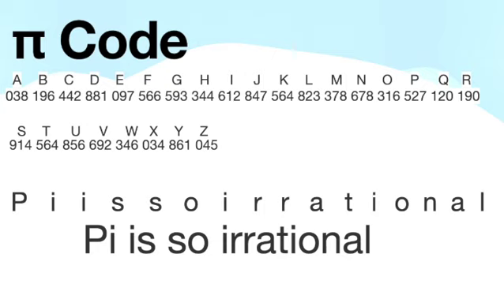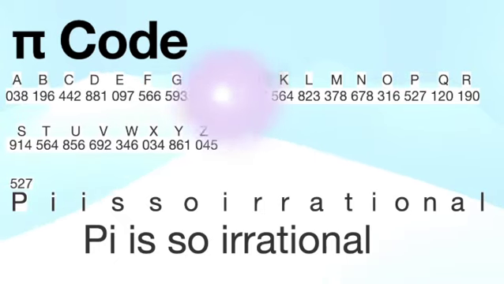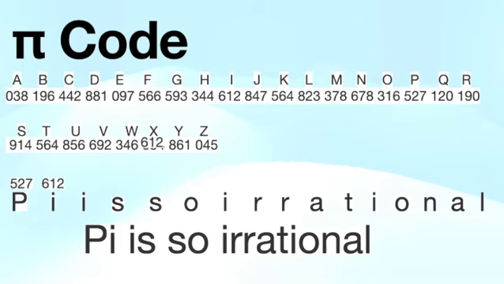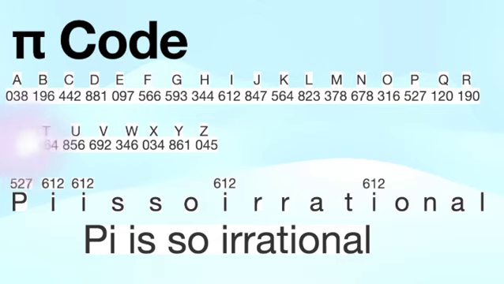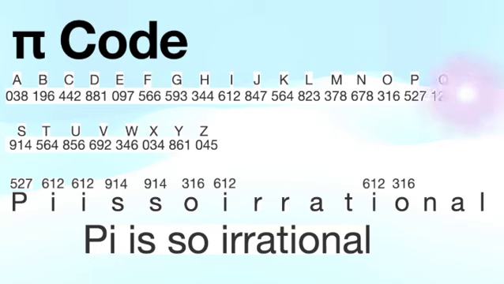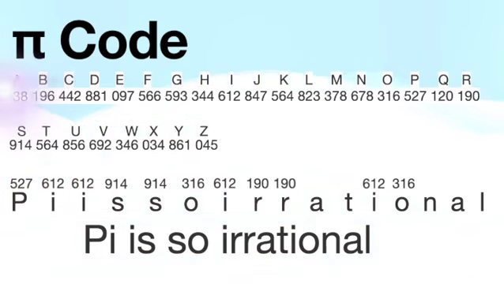And I would say, okay, so on my alphabet, what's P? Well, P is 527. So I'd write 527 over P. And then I is 612. So above each I would write 612. And S is 914. So above each S, I wrote 914. And I continued in this way until I had every letter from the code above the letter that is represented in the message. And then you get the final encoded message.